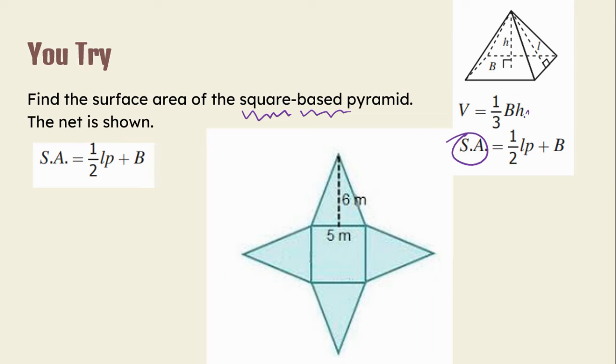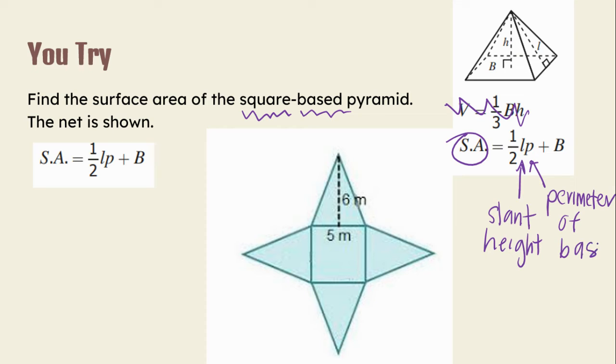So we're using this formula. Volume doesn't matter. We need L, so that's the slant height. We need P, which is the perimeter of the base, so the perimeter of this square base. And then we need capital B, which is the area of the base, or the area of this square.